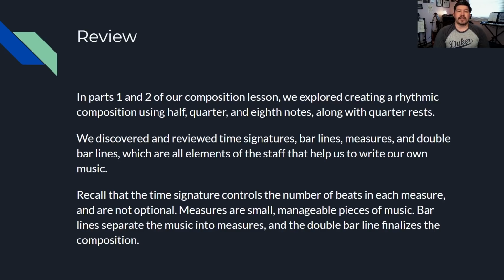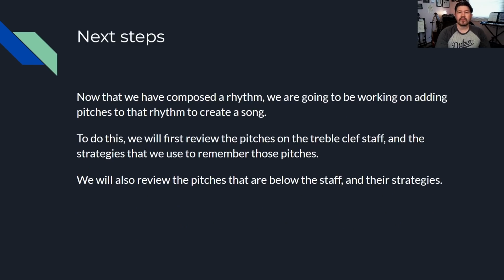The double bar line at the end is what finalizes your composition and tells us that we are completely done with it, meaning that the music is over. As we discussed in our part 1 lesson, it's at the very end of each composition and it shows us that we are all the way finished, that the song is done. So we're going to make sure that we keep all of those elements in our composition because now we're not going to just create a rhythm composition, we're going to create a melody. So the next steps are going to be adding pitches to create a song or a melody.